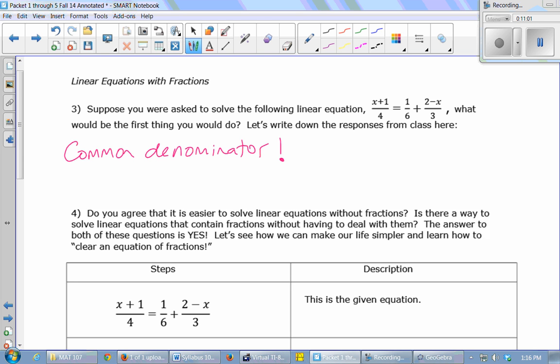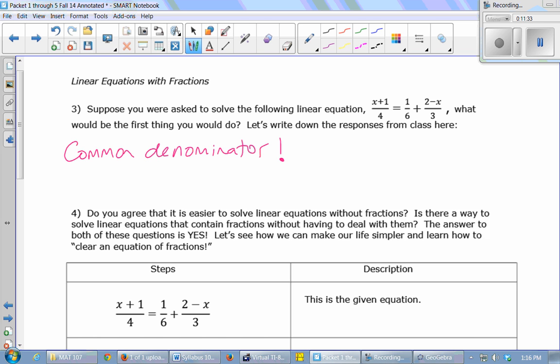Right? Dealing with fractions, I've got two fractions being added together. I definitely need a common denominator. So do you agree that it would be easier to solve an equation that has no fractions in it? Don't you wish there were no fractions in this thing? I do. So is there a way to solve an equation that contains fractions without having to deal with the fractions at all? And the answer is an amazing yes.